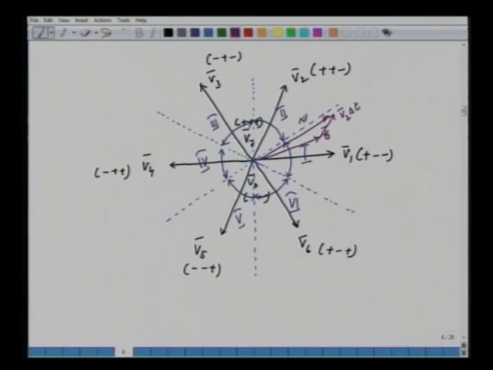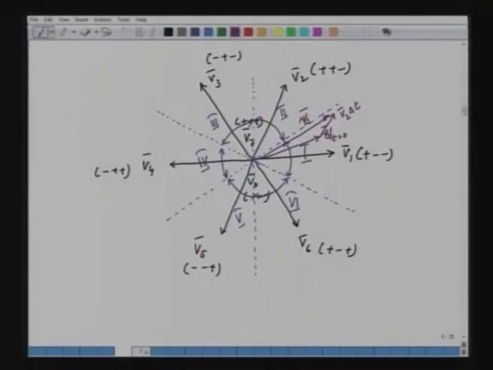This is psi s, the psi s at t equal to 0, and if I apply V2 for a time delta t, it will be V2 into delta t. The resultant of these two will be Vs, which is shown in the figure. Hence, what I am trying to do is control the stator flux, and if I am able to control the stator flux, the angle between the rotor flux and the stator flux is automatically controlled, and hence the torque is controlled.